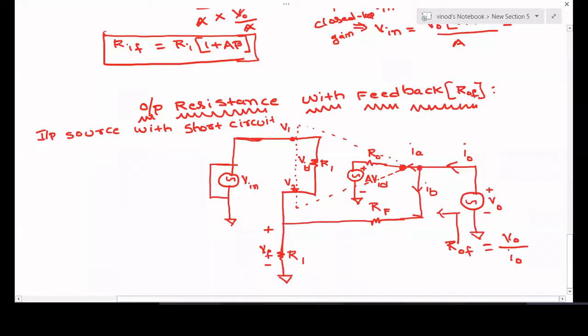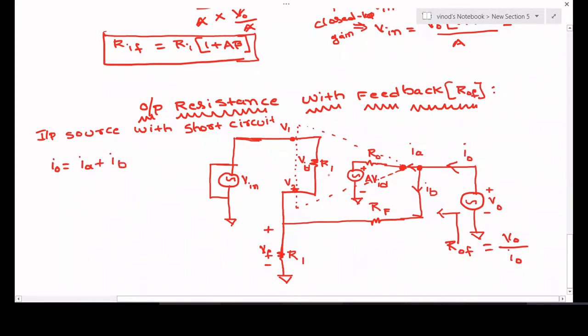You see, I0 is the only current entering this node, whereas IA and IB are the currents leaving. According to KCL, the sum of the entering currents is equal to the sum of the leaving currents. Here the entering current is I0, and the leaving currents are IA and IB.